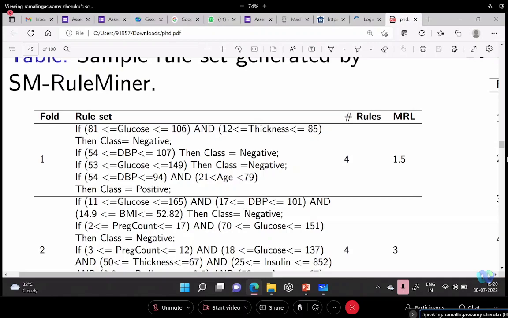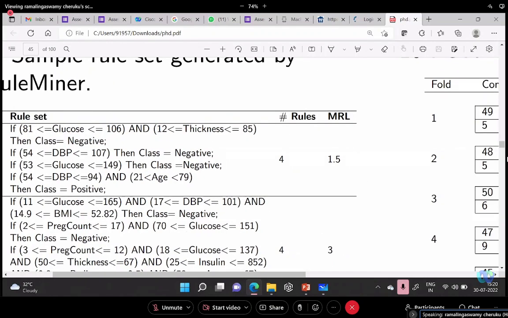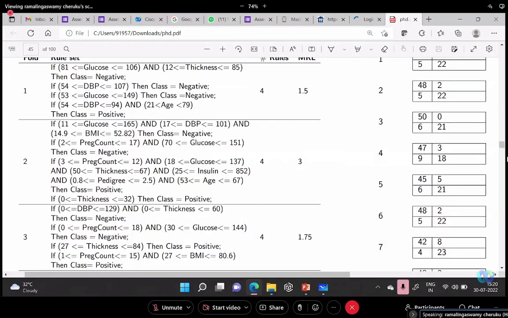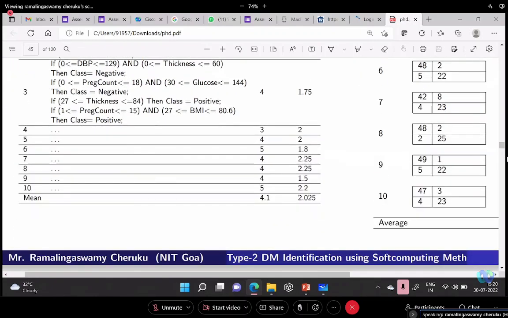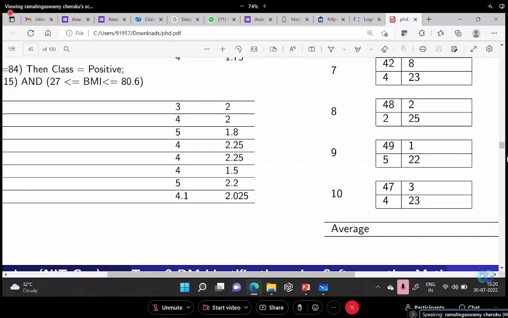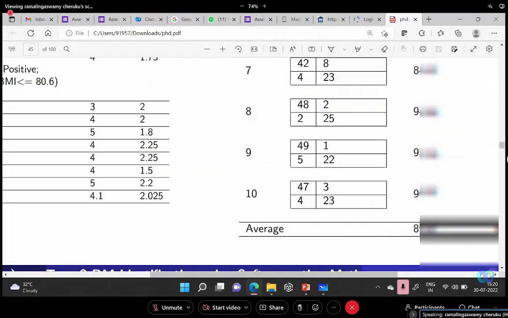In the first fold, how many rules are there? That many times you have run the SMO algorithm for both positive and negative class. The number of rules generated is 4, and the mean rule length, MRL, is 1.5. Like this we found the results for 10 folds and took the average of all those values. On average, the number of rules generated by this algorithm is 4, and the average length of the rule is 2.025.